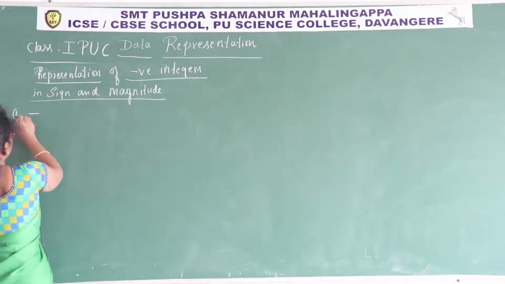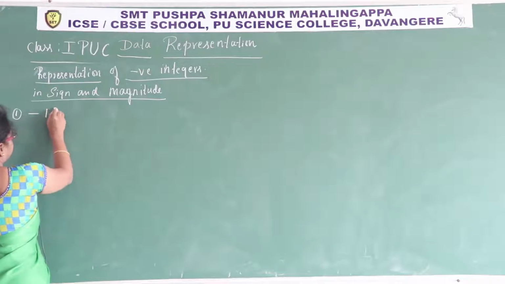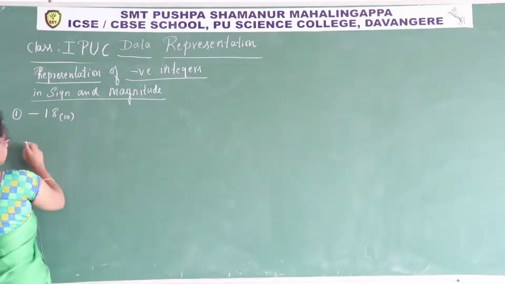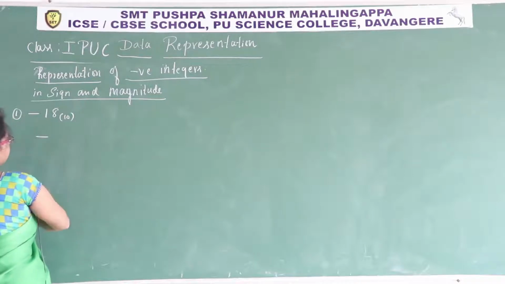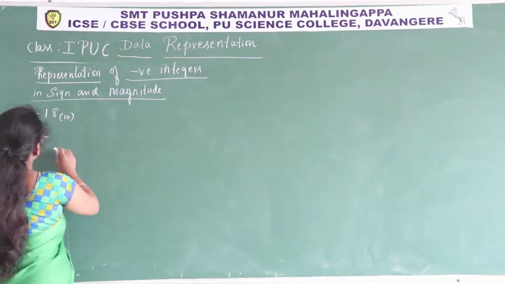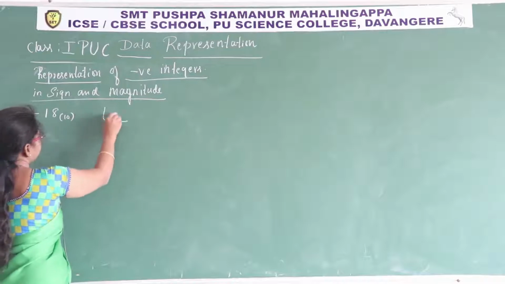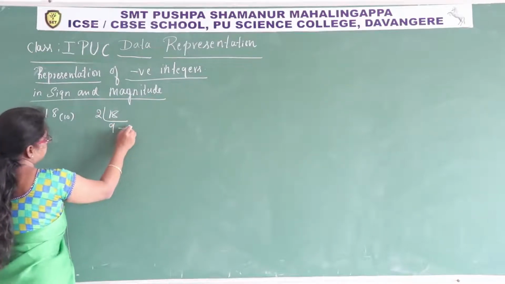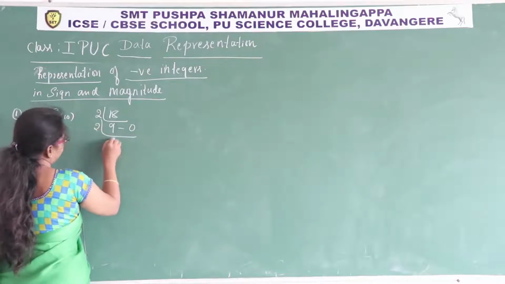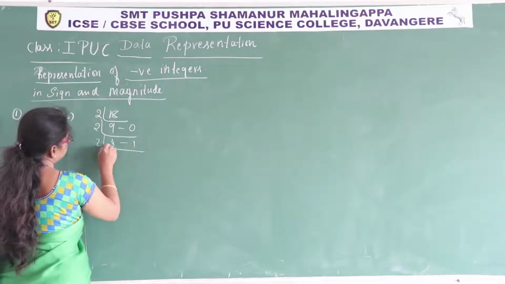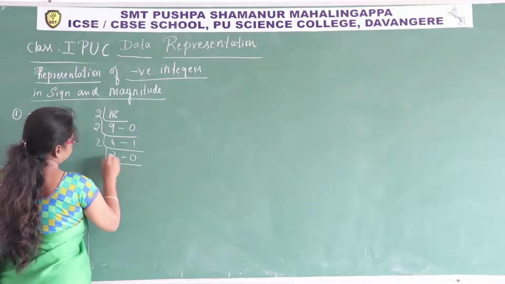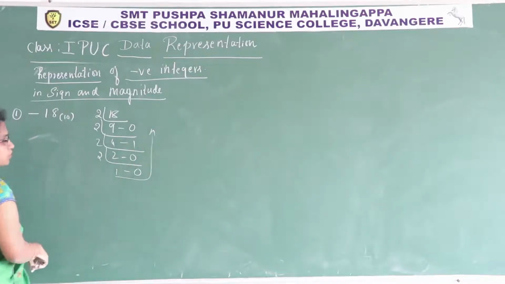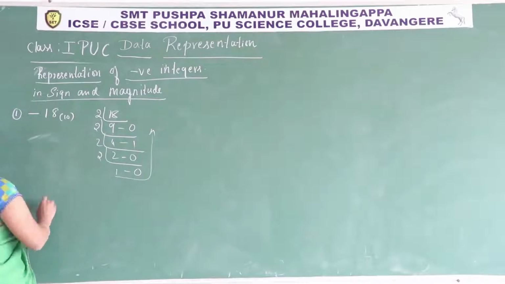Minus 18 base 10. So what is the binary equivalent of minus 18? What is the binary conversion of 18? 2 9s are 18, 2 4s are 8, 2 2s are 4, 2 1s are 2. So 1 0 0 1 0, isn't it?